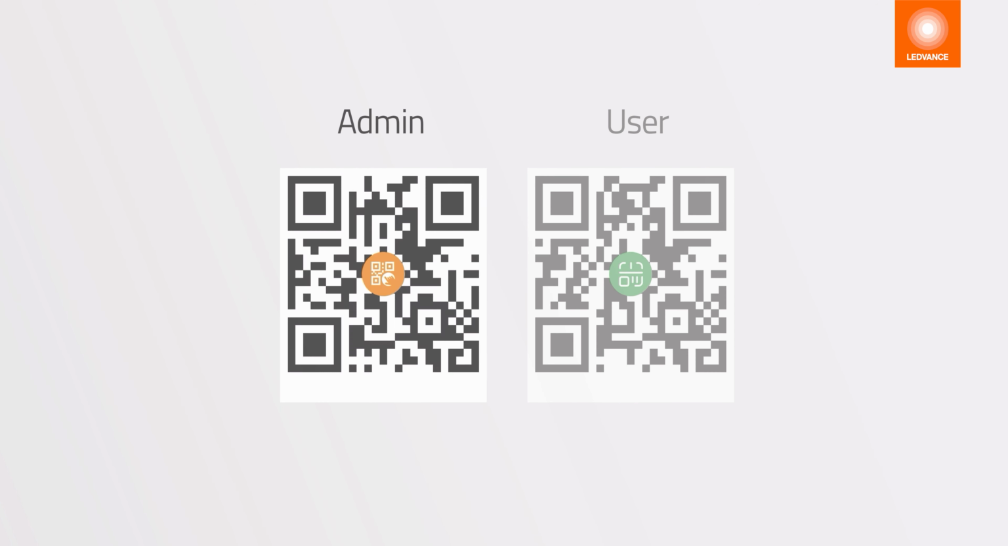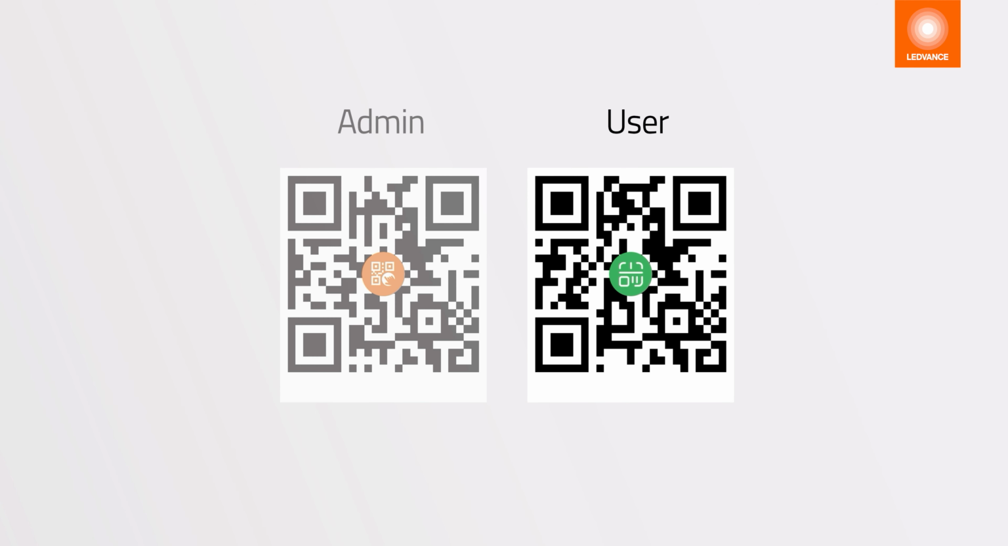The gold-colored admin QR code allows a user to control and edit all settings within the app. The green-colored user QR code allows a user to dim, activate a scene, or control lights in the zone, but does not allow the user to add, delete, or change lights, groups, or scenes.